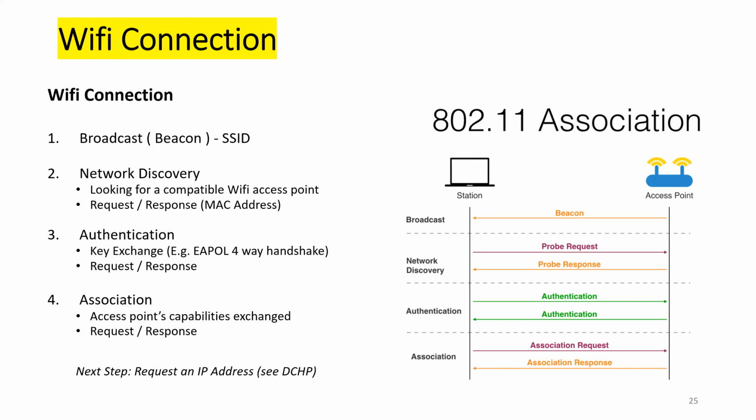Broadcast, that's where the access point is beaconing and sending out its ID: HU Wi-Fi, HU Wi-Fi, or HU guest, sending signals out. That's why when you open your laptop and turn Wi-Fi on, it gets a signal. It's like a beep, a beacon, if you will, of access points that are in your vicinity. Okay. Next is network discovery.